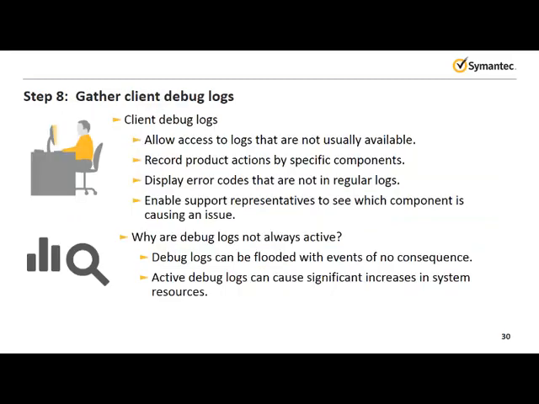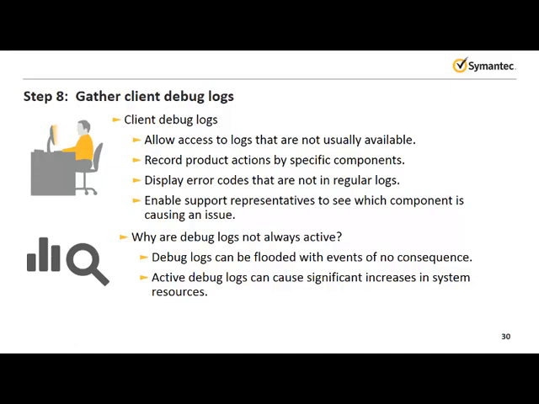The final step is to gather debug logs to determine if the client has communication issues. Client debug allows access to logs that are not usually available and helps create a timeline of the events leading up to the problem. Debug logs record product actions by specific components, including the client heartbeat. The logs also display error codes that allow support to see which component is causing the issue. In the instance of client heartbeat, it may be a misconfigured Sylink file or an unavailable management server.